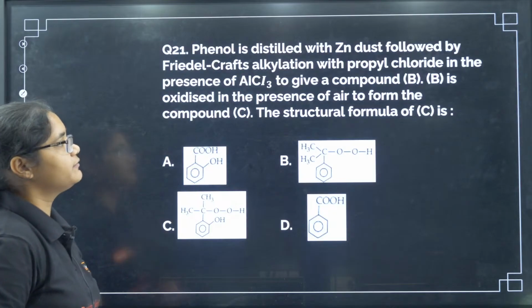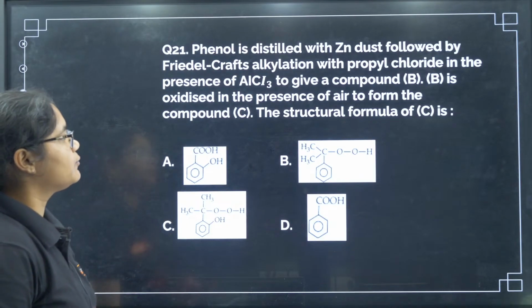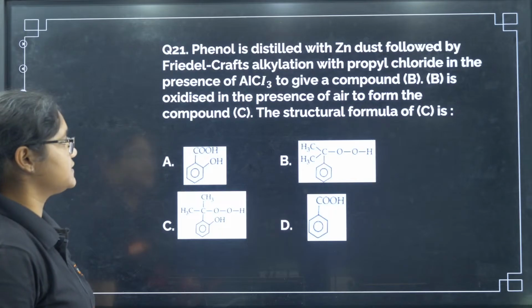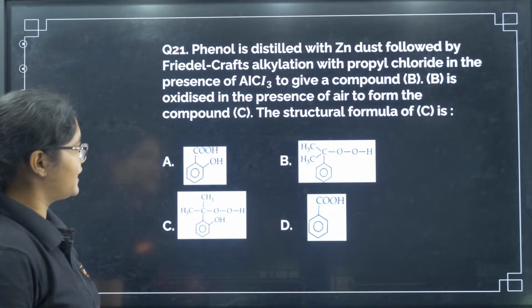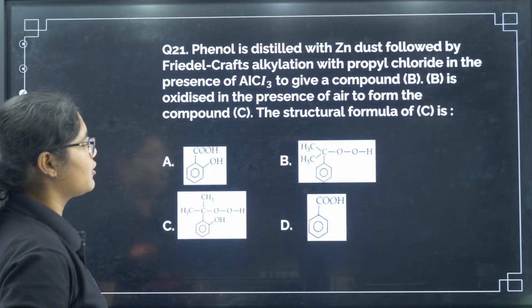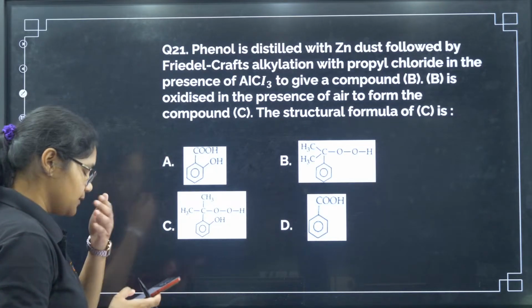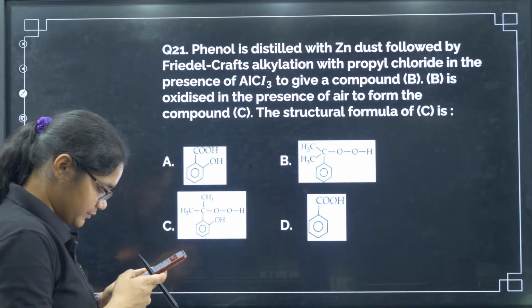Yes. Next, question number 21. Phenol is distilled with zinc dust followed by Friedel-Crafts alkylation with propyl chloride in the presence of AlCl3 to give a compound B. B is oxidized in the presence of air to form a compound C. The structural formula of C is. Answer this question, students.